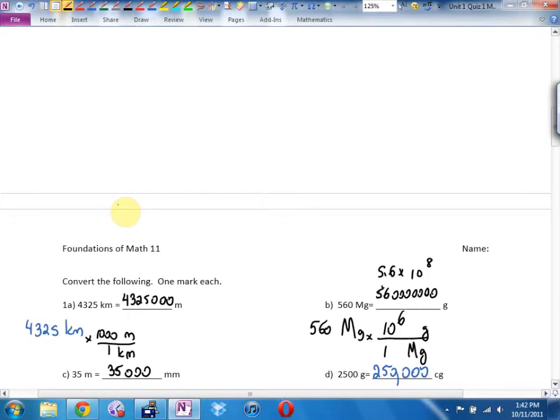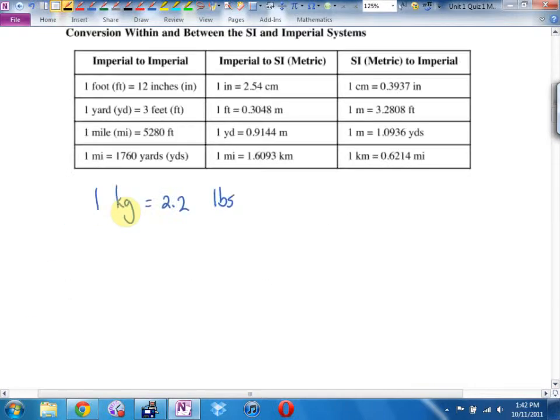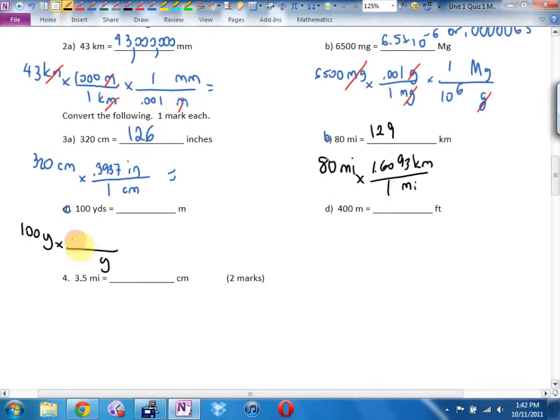I do! 0.9144 meters. 0.9144 meters, and thankfully my yards cancels. 100 times 0.9144, I can do that in my head. 91.44? Like I said, 100 yards is close to 100 meters. 91 meters and a half, just about.